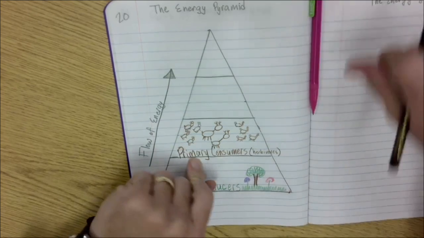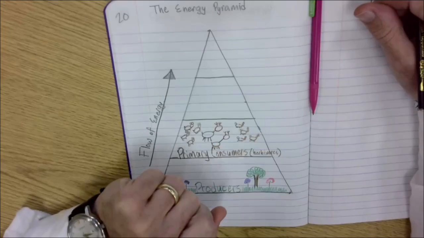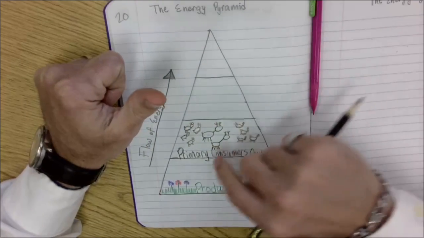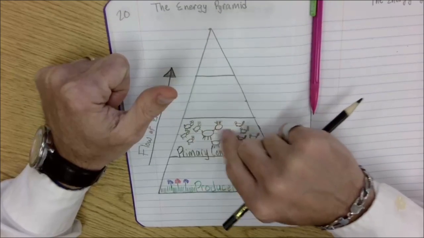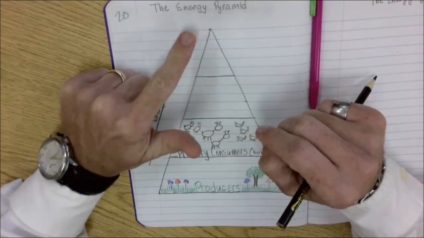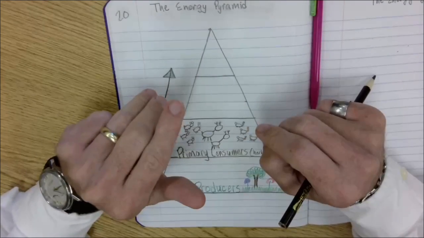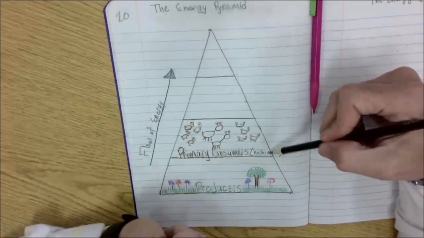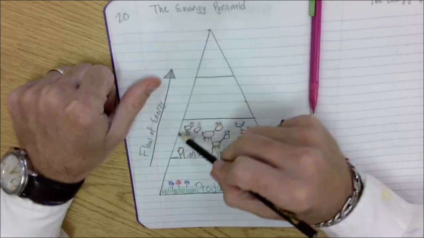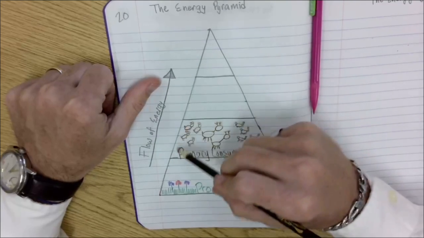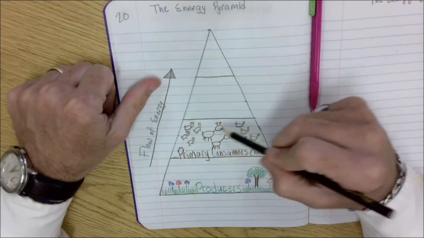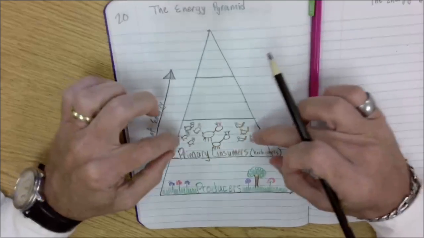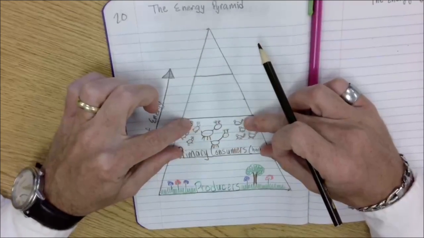So what other herbivores can we think of? A cow is a herbivore, so that's a primary consumer. It would go in this level. A horse, a zebra, an antelope, a giraffe, a goat, a sheep. All of those are herbivores, and all herbivores are primary consumers. Okay? So herbivores are primary consumers, and they go here on our second level of the energy pyramid.